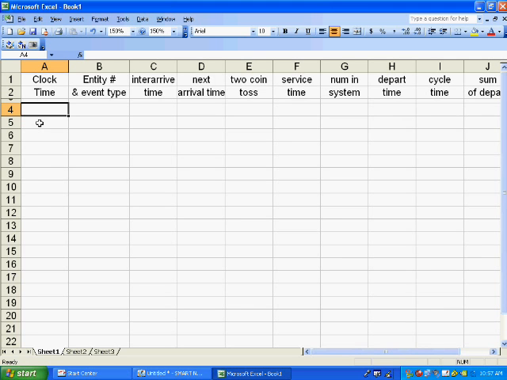I'm going to say that our first arrival comes at time 0. So we're going to start our system by saying at time 0 an arrival comes, and then every 12 minutes after that an arrival is going to come. So we're going to start by looking at time 0.